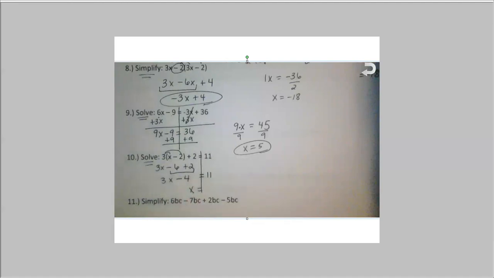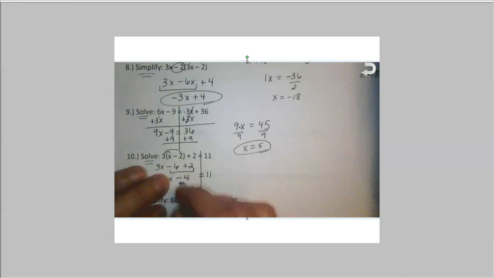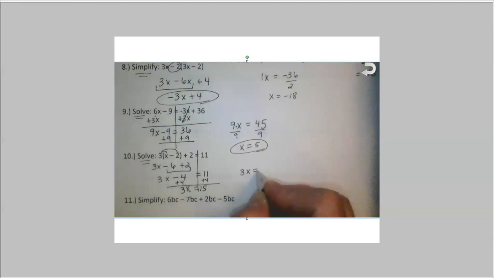Okay. So this is a lot like some of the previous problems we've done. Save that number in front of the variable for last. So I'll add 4 to 11. That gives me 3x equals 15. The opposite of multiplication is division. So x equals 5.